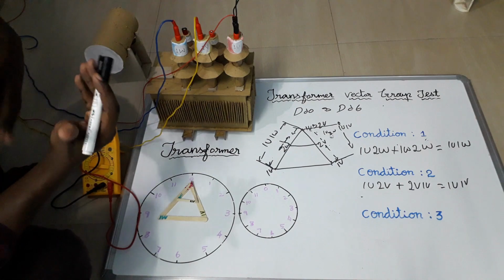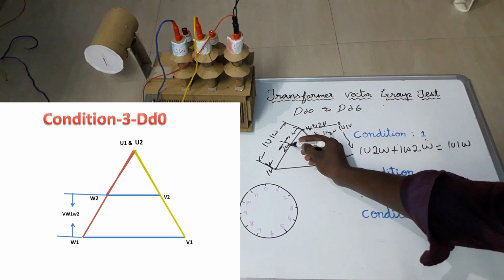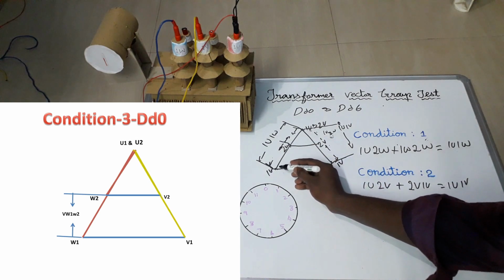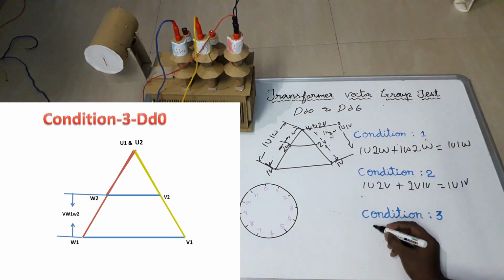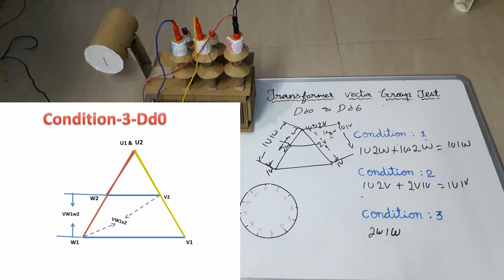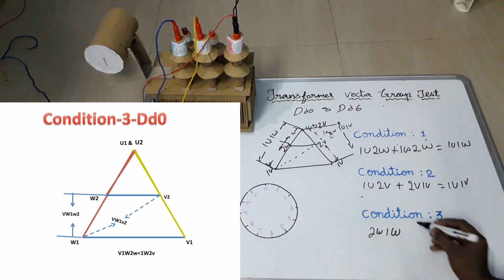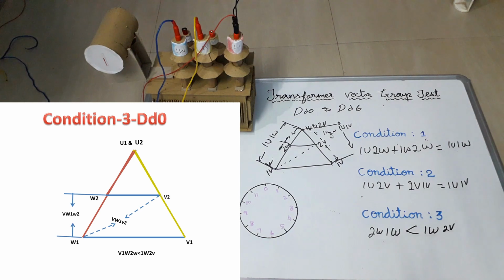Now we can go for condition 3. We have to check this and this. We have to check this value. That is 2W, 1W value. The voltage between 2W and 1W. We have to check this value. And this value should be lesser than 1W, 2V. This is our condition 3.